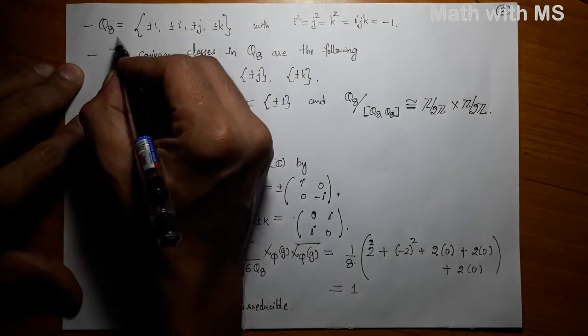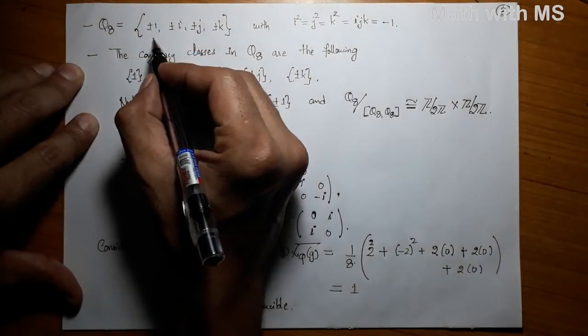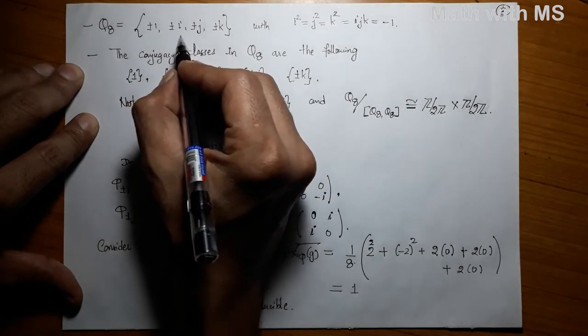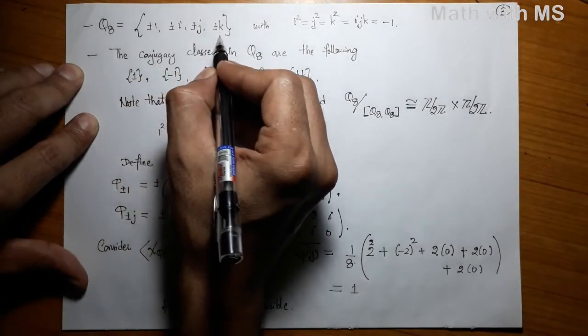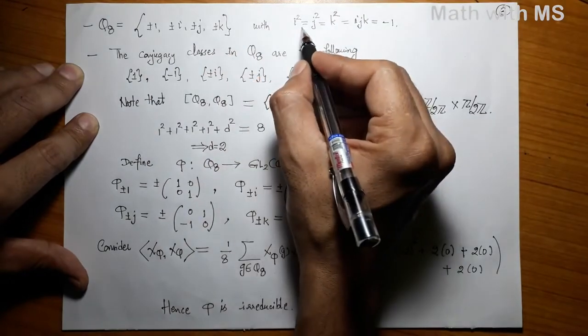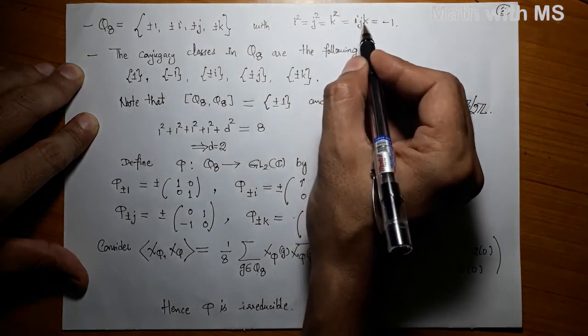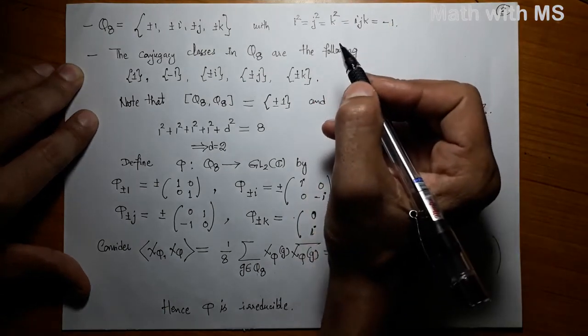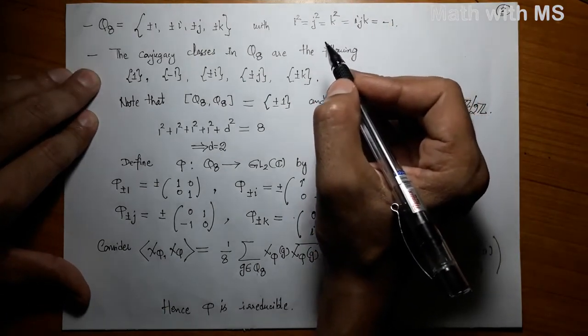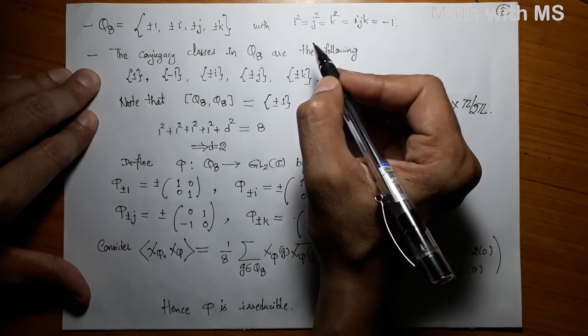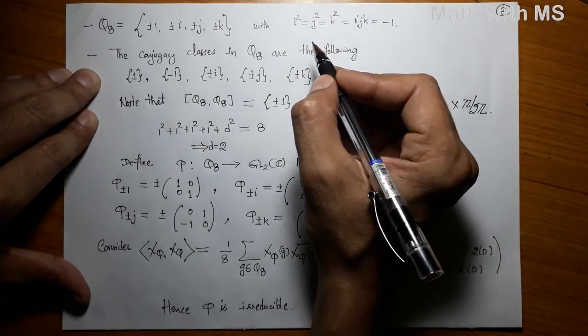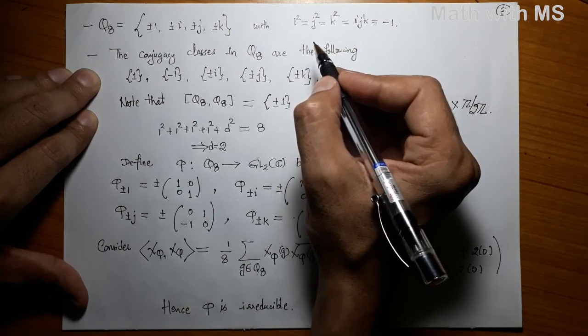Recall that Q8 has 8 elements which we represent by plus minus 1, plus minus i, plus minus j and plus minus k, subject to the relations i squared equals j squared equals k squared equals ijk equals minus 1. So from theory we know that the number of equivalence classes of irreducible representations of Q8 is the same as the number of conjugacy classes in Q8.